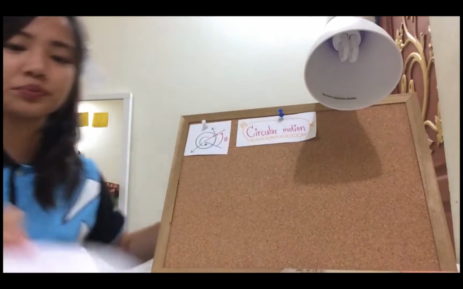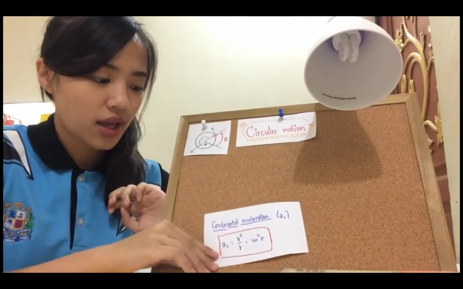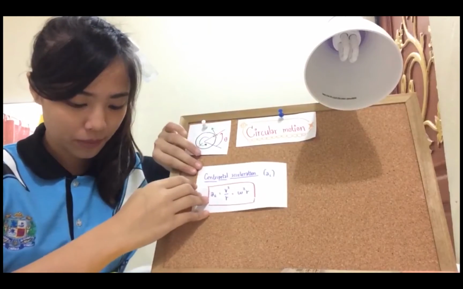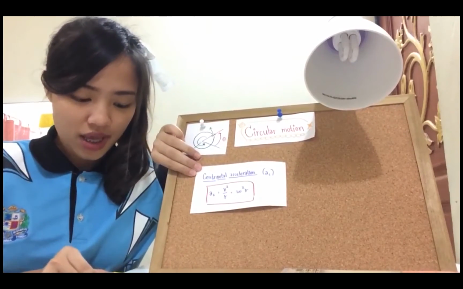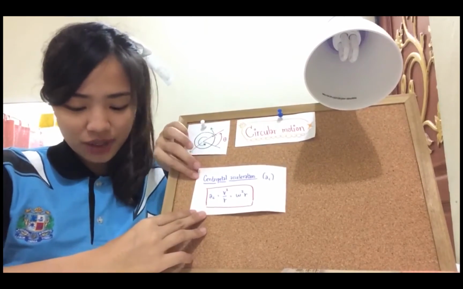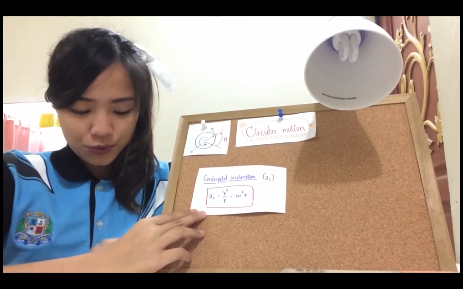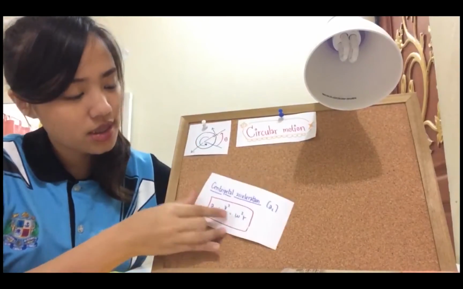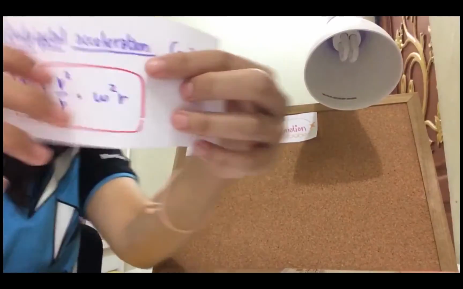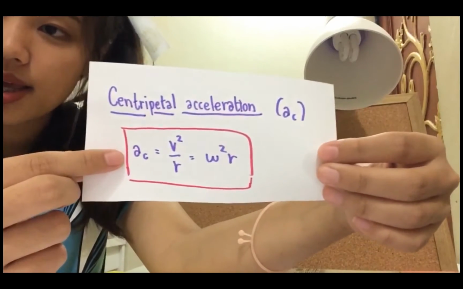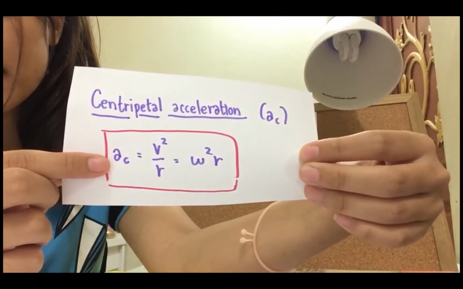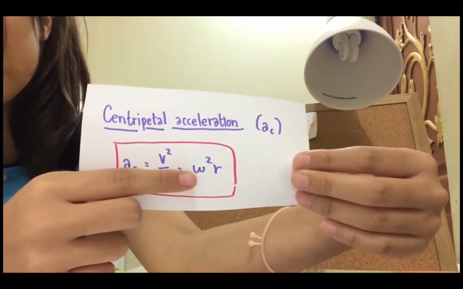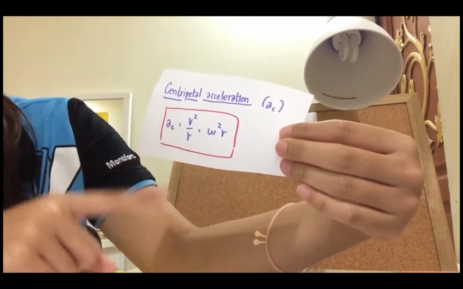The next one, the centripetal acceleration. It is the acceleration which arises due to the change in the direction of the velocity. This is the formula. Centripetal acceleration is equal to v squared over r equals omega squared r.